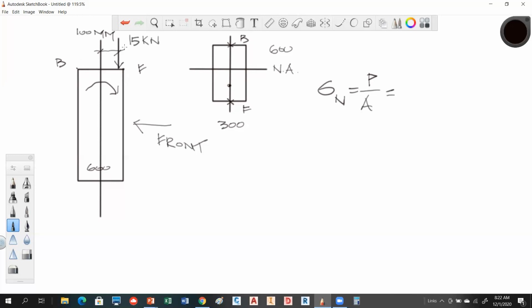So in this case, because this force is just coming down, we're assuming we're not looking at it being eccentric. So the force is just 16 kilonewtons. The area would be 0.3 times 0.6. I'm converting 600 millimeters and 300 millimeters into meters. That would give us the normal stress, and that would be a compressive force because it's coming down. So let's see what we come up with there.